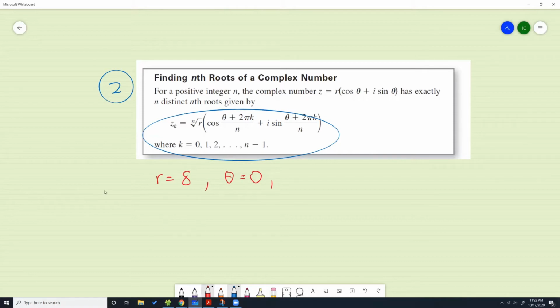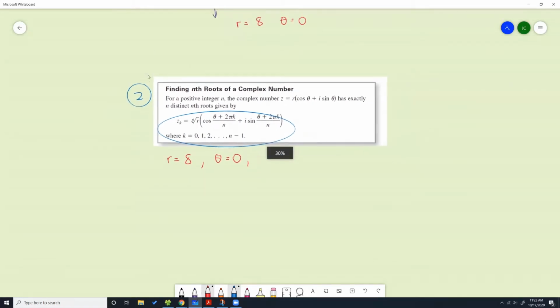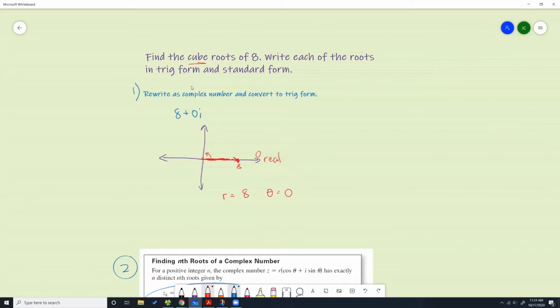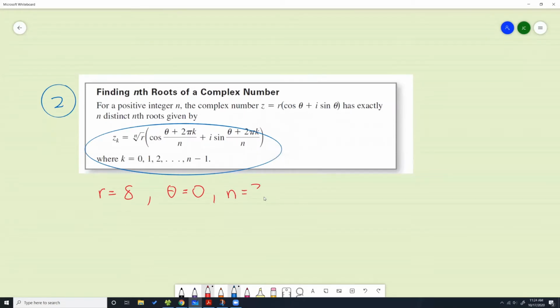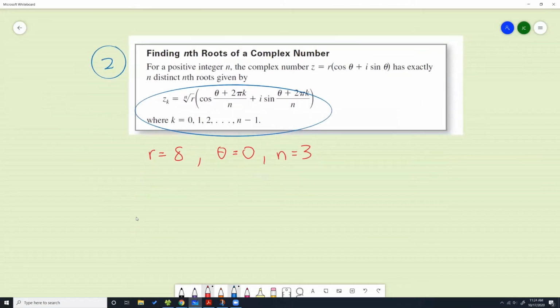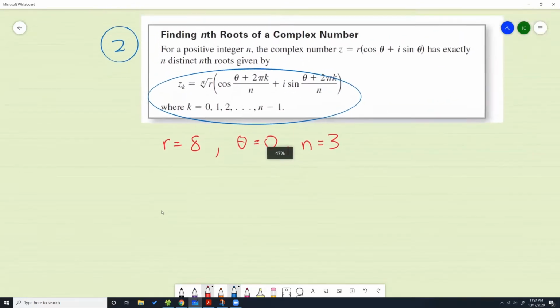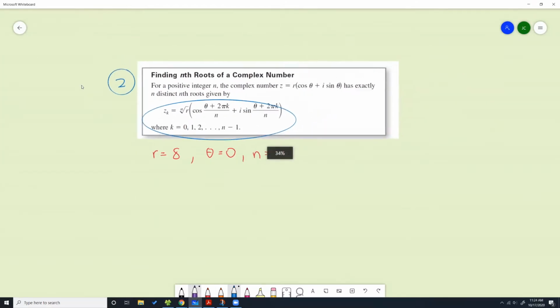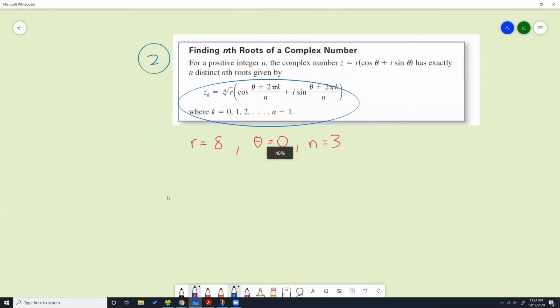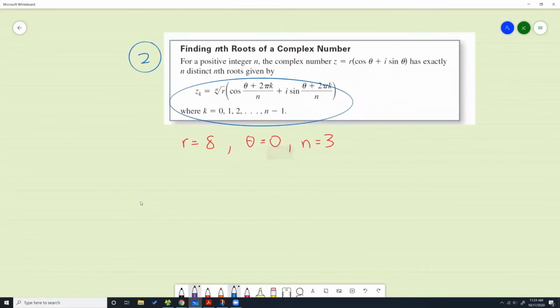First of all, n is the number of roots they're asking us to find. Cube roots, cube means 3, so n equals 3, third power. What's new in this is the integer variable k. k is always gonna go up to n minus 1. I would organize your work pretty carefully, so we'll do it like this. If they want cube roots, that means there's going to be 3 different answers.